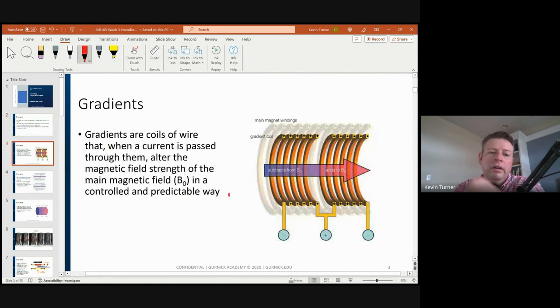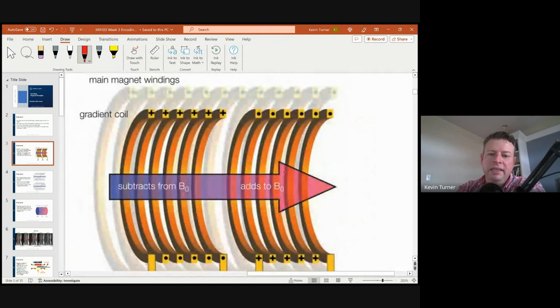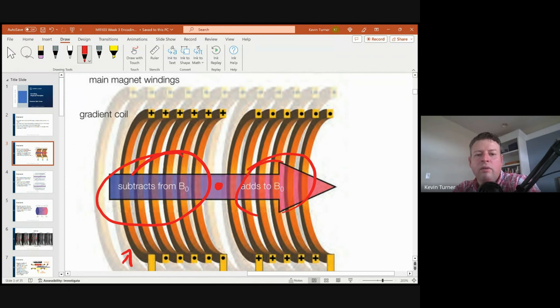Gradients are coils of wire that, when a current is passed through them, alter the main magnetic field. So here is B sub zero. Remember, B sub zero is the main magnetic field, 1.5 Tesla, 3 Tesla, 0.3, whatever it is. That is the main magnetic field. When we put electricity through these wires in the gradients, if this is the middle of our magnetic field, on this side of the magnet the magnetic force gets lesser, and on this side of the magnet the magnetic force gets greater.